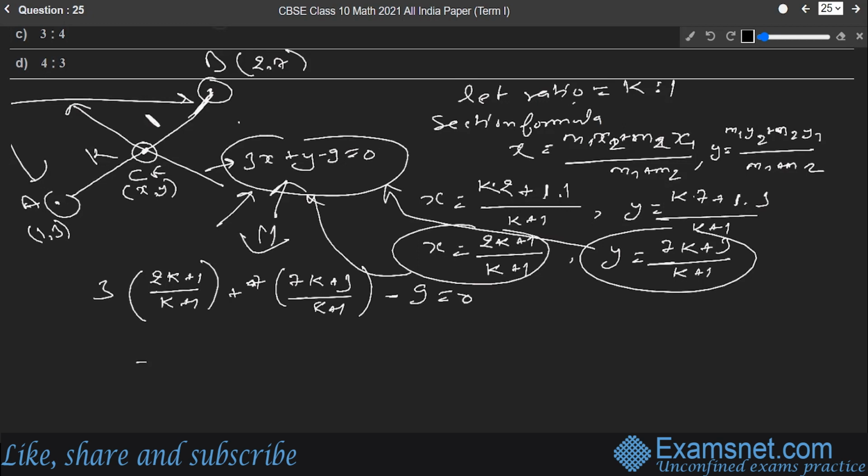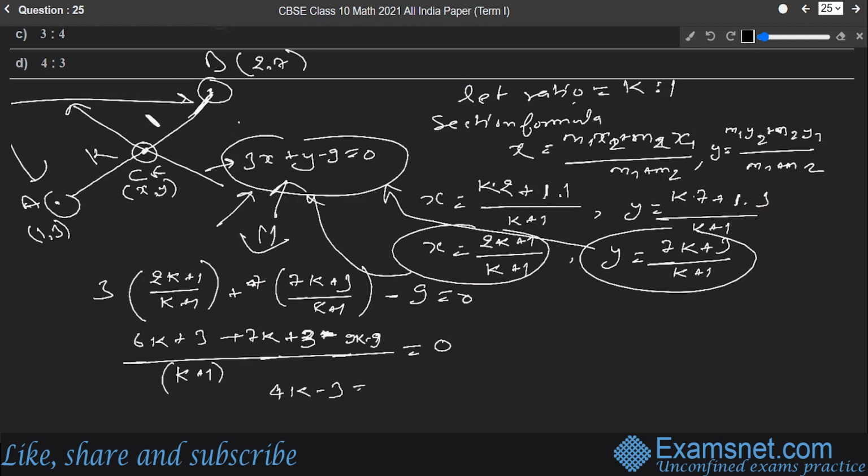If we solve this further, let's take k plus 1 as the LCM. If you multiply inside, we get 6k plus 3 plus 7k plus 21 minus 9k minus 9, equal to 0. If you solve this further, we get 4k minus 3 equal to 0, which gives us the k value as 3 by 4. The k value is 3 by 4.